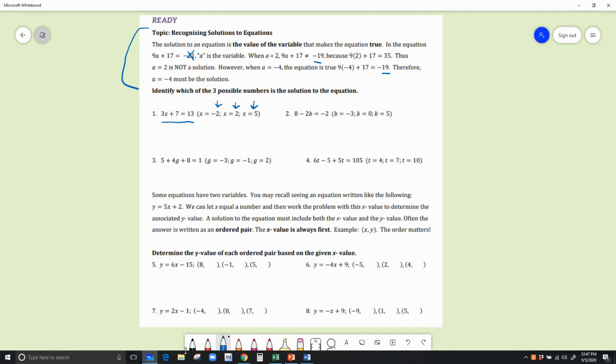This is just trying to get you to realize that the solution is the value of the variable that makes it true. Whichever one of these x values makes the equation equal on both sides, you know you got it right. So whatever value you plug in for x here, and you solve this using PEMDAS, you would want to get it to equal 13. That's going to be the correct answer. For all of these, that's what you do.